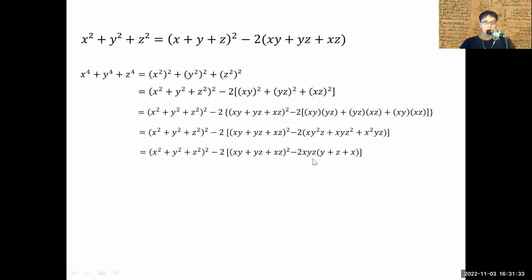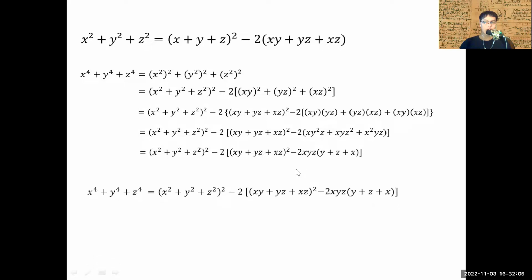Now, the next step is to factorize xy squared z plus xyz squared plus x squared yz. I'm going to take out the common factor of x, y, and z. So x, y, and z I take out, and you have y over here, z over here, and x over here. Notice? All these I haven't touched, I haven't made any changes yet. So at this point, notice something.